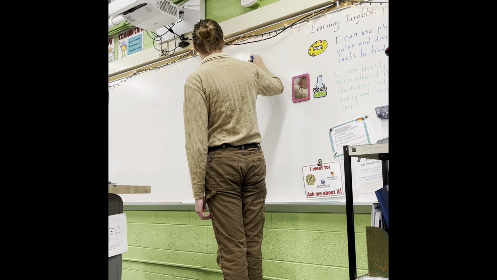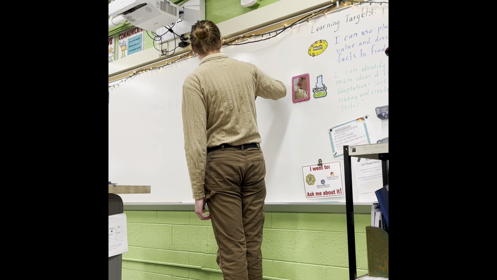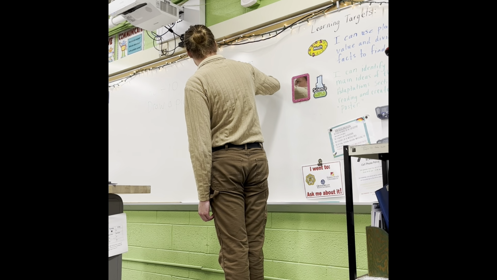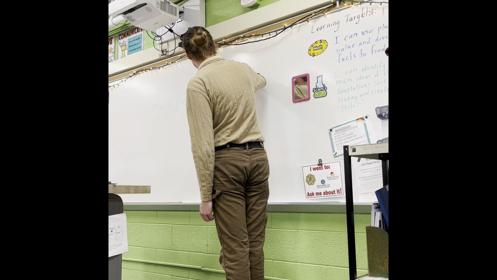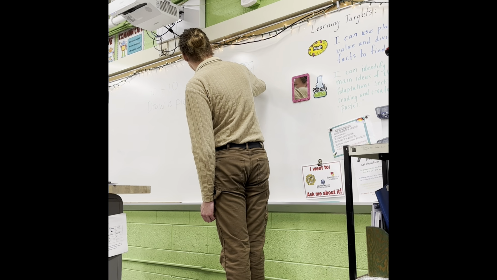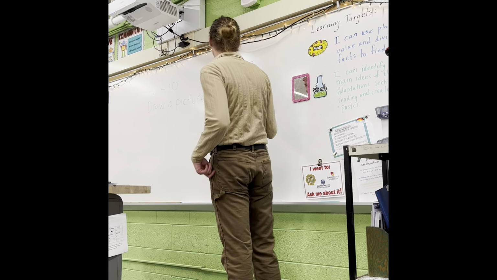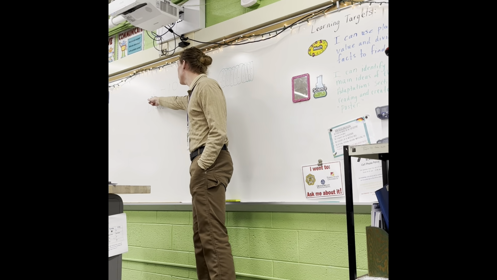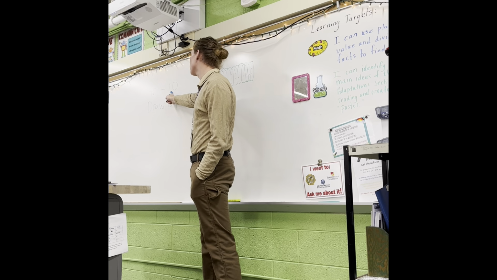1, 2, 3, 4, 5, 6, 7, 8, 9. Okay, so 10 groups, 40 dots. That's how 40 dots we got from this, 10 groups we got from this.